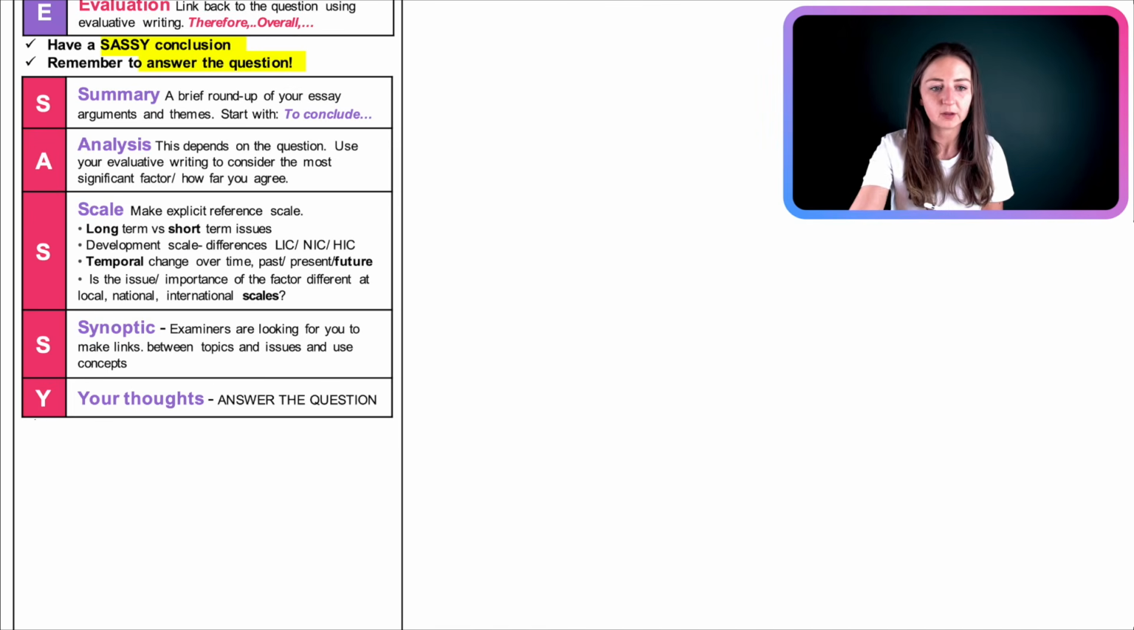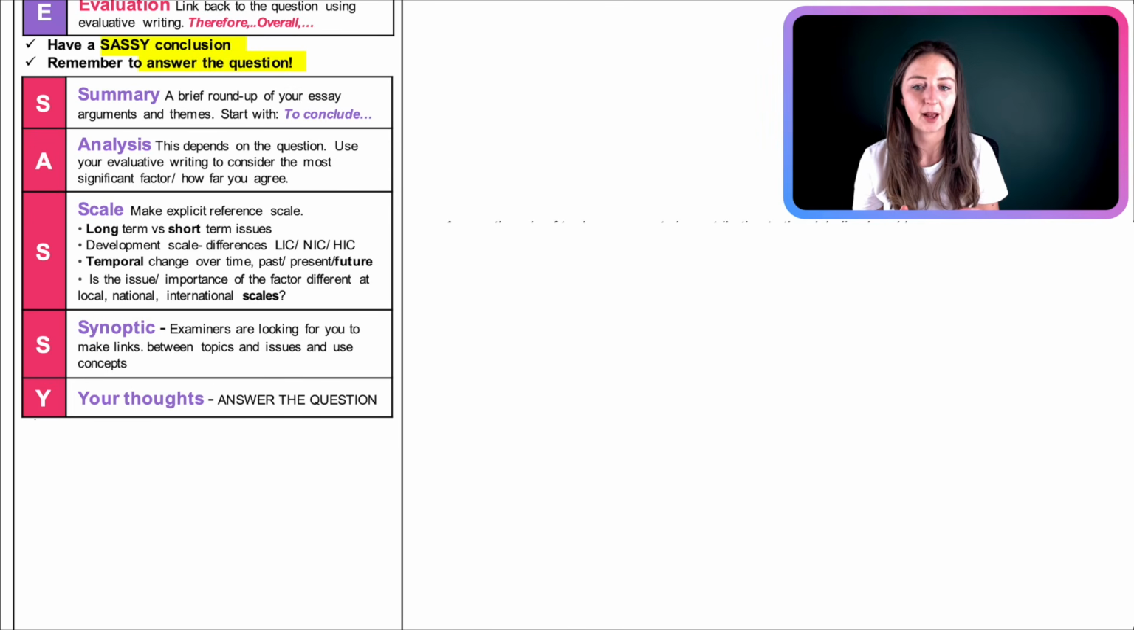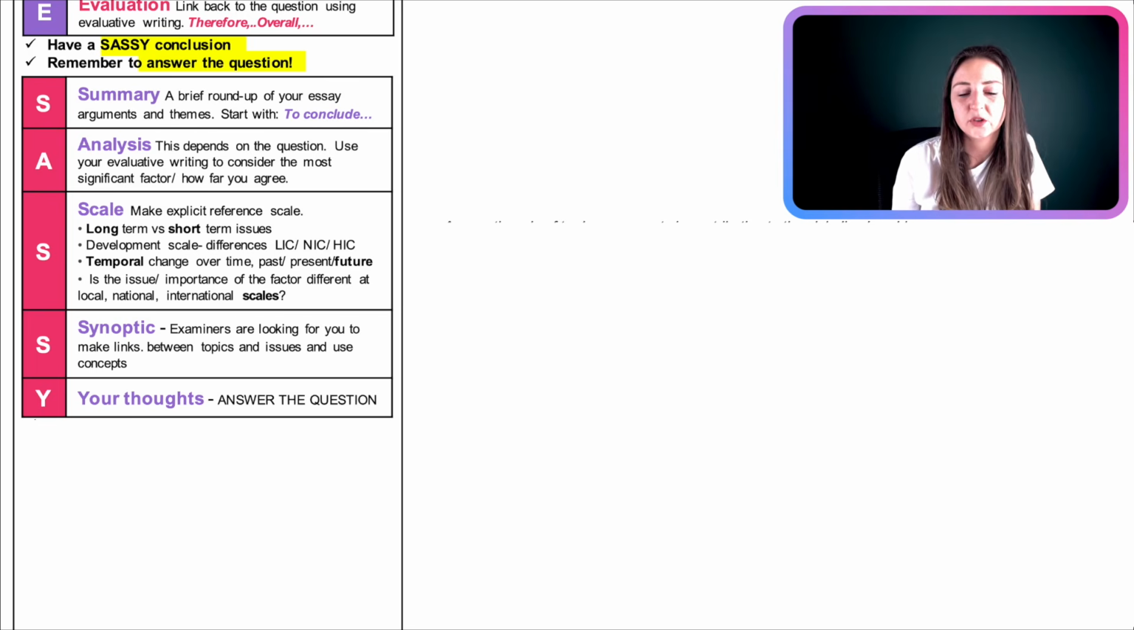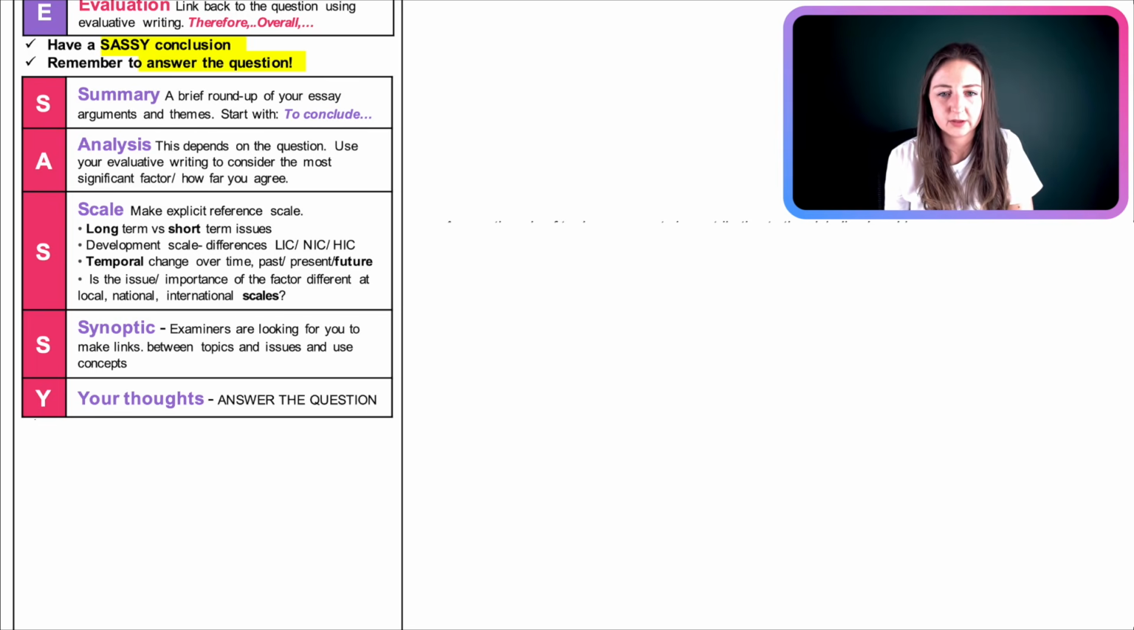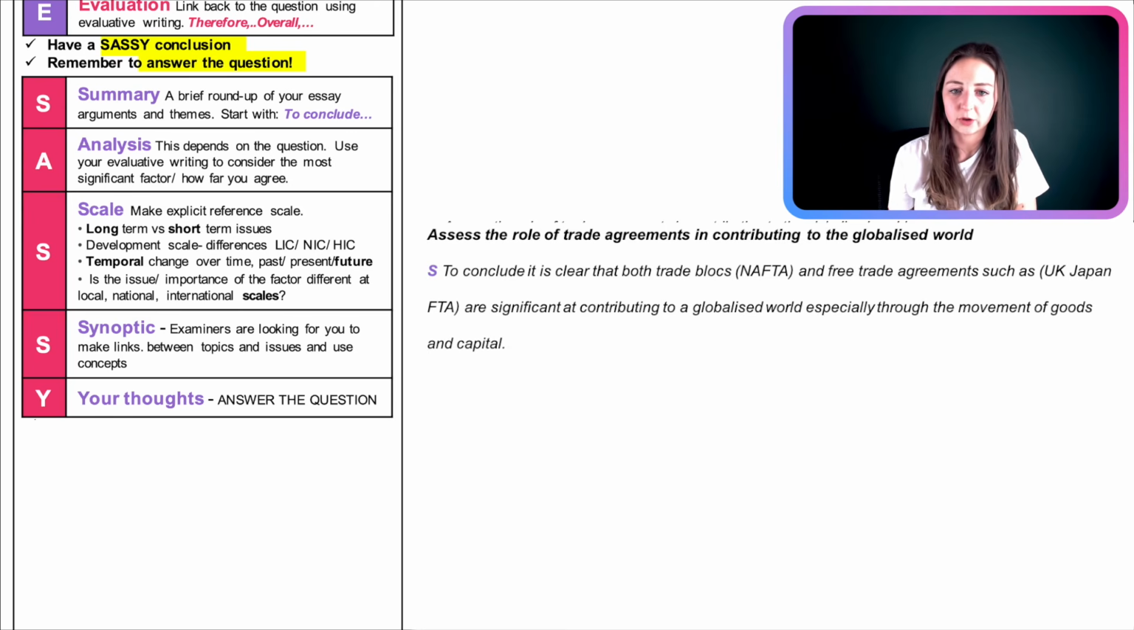So if we're looking at the paragraph, I'm not going to write a new paragraph because it's going to take me ages. So summary. So if you're saying what we're looking at, assess the role of trade agreements in contributing to a globalised world. So it's clear, your conclusion, that both trade blocs and free trade agreements, if you talked about that, like the UK and Japan, are significant contributors to a globalised world, especially through the movement of goods and capital.